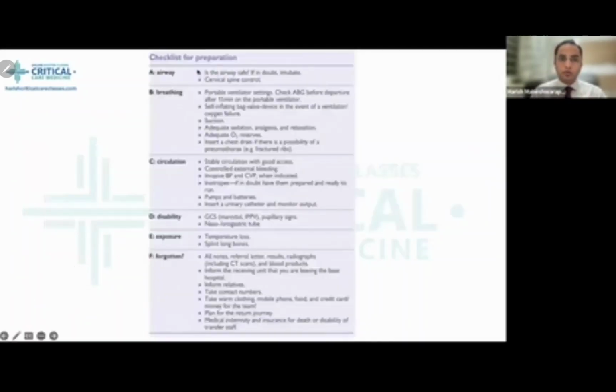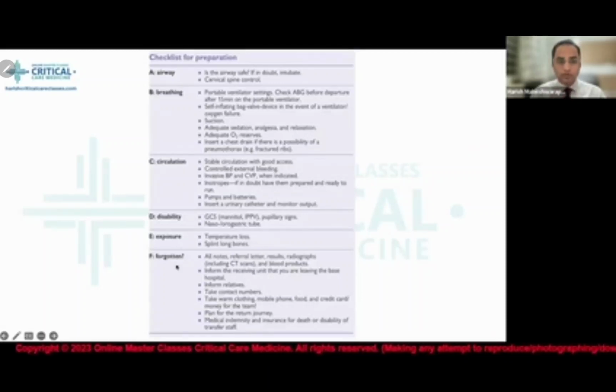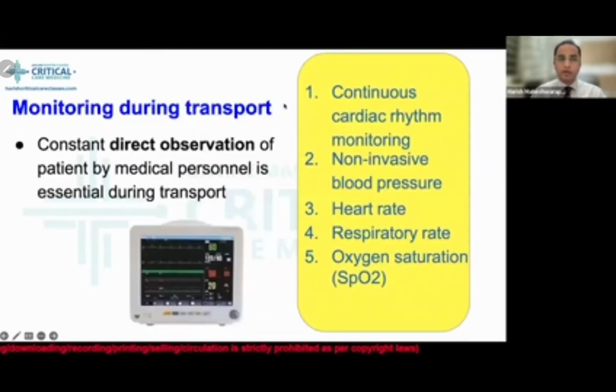Okay, so again, this is the overall checklist for preparation in relation to airway, breathing, circulation, and disability assessment during the transfer process. Temperature control is very, very important. Anything can be forgotten in preparation, so you need to have a thorough checklist when we prepare for transferring a patient.